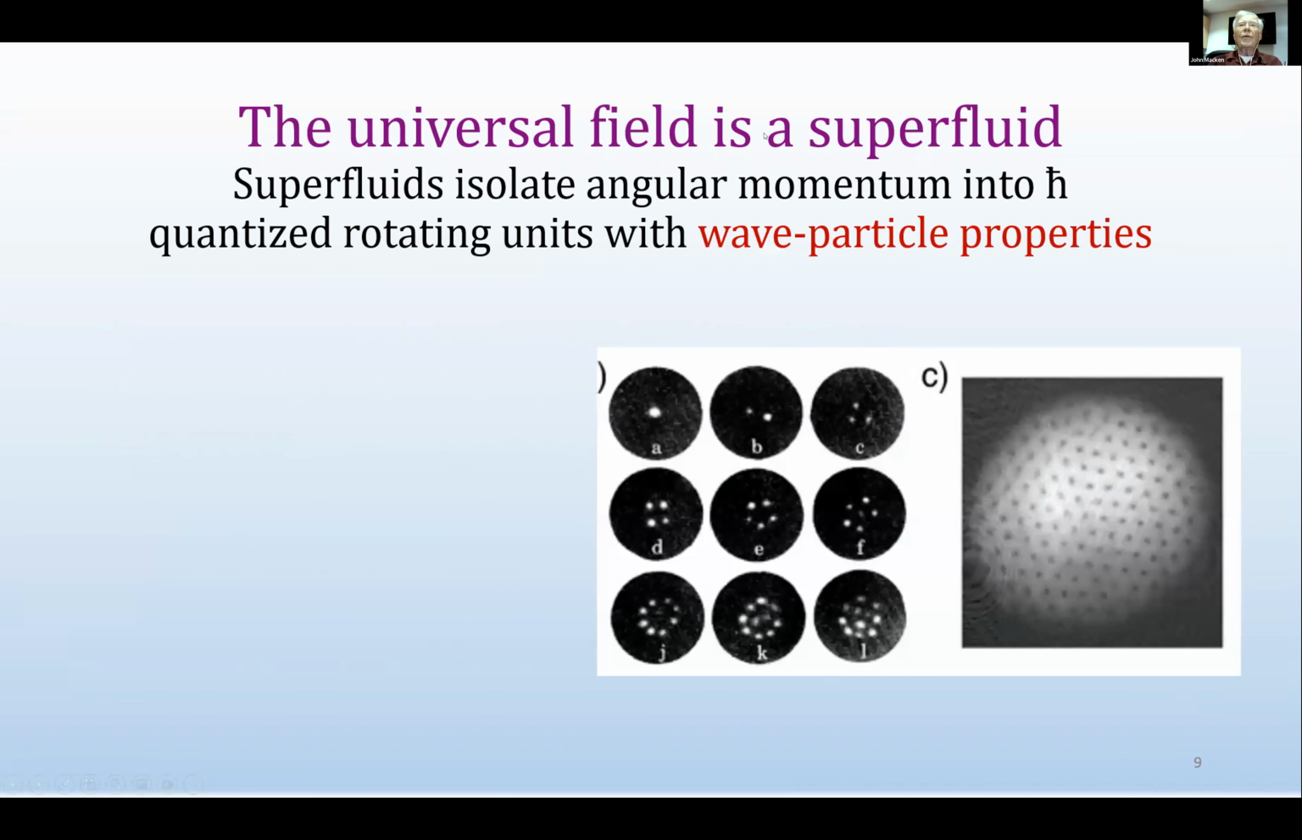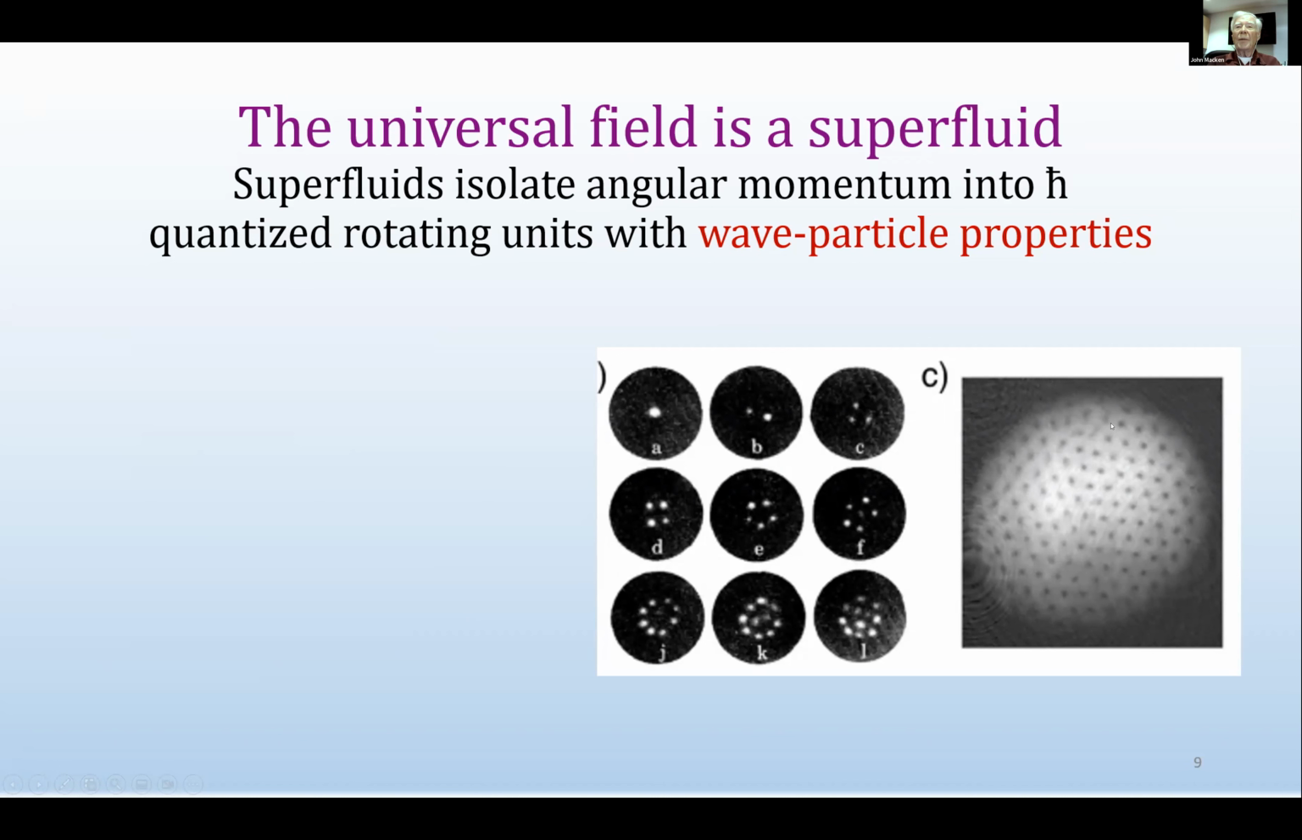So the universal field is also a superfluid. So now we're going to look at superfluids. Superfluids isolate angular momentum into h-bar quantized rotating units with wave particle properties. Here we have a picture of a Bose-Einstein condensate, which is the most perfect of the superfluids.